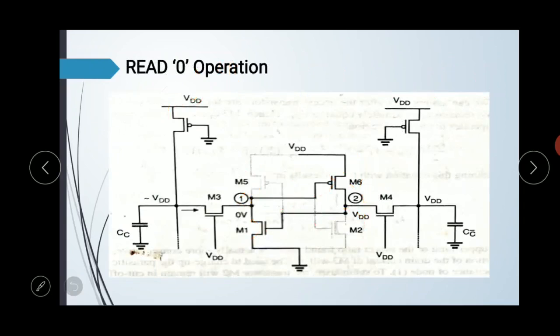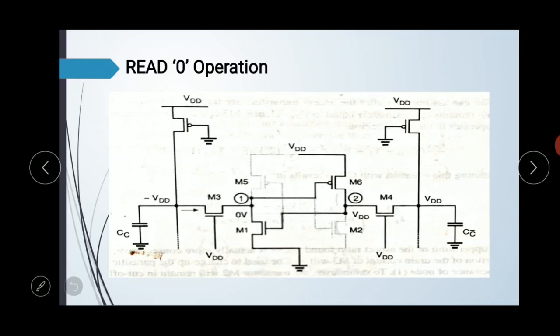And for read 0, M6 and M1 are in on condition and M5 just opposite of read 1. So M5 and M2 are in off condition. Okay, so it is all about read operation.